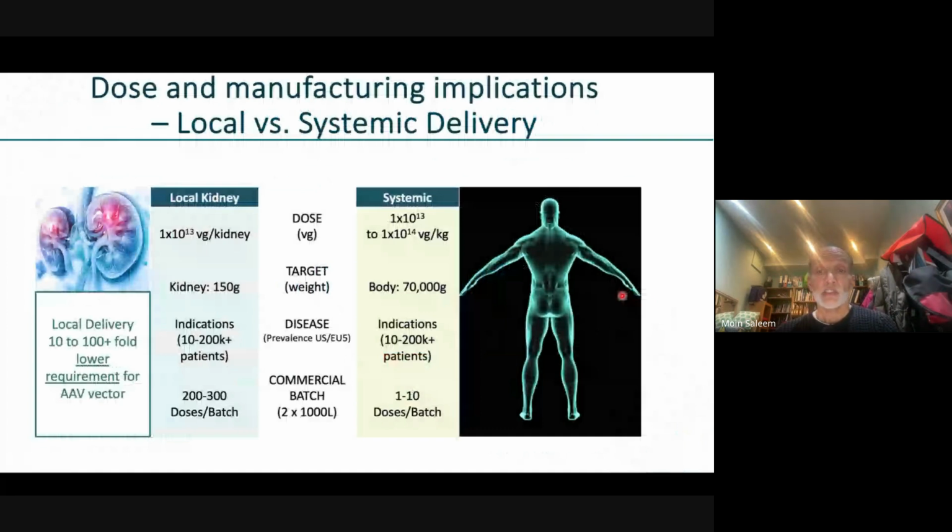So that gives you lots of advantages in terms of dose, in terms of manufacturing your drug. At the end of the day, you can use much lower doses locally, so that's the doses, how it's measured, compared to what's used systemically in other gene therapy trials that don't have that local delivery advantage. Because the kidney weighs much less, you can make far more doses per batch of manufactured virus when it comes to making a commercial batch.